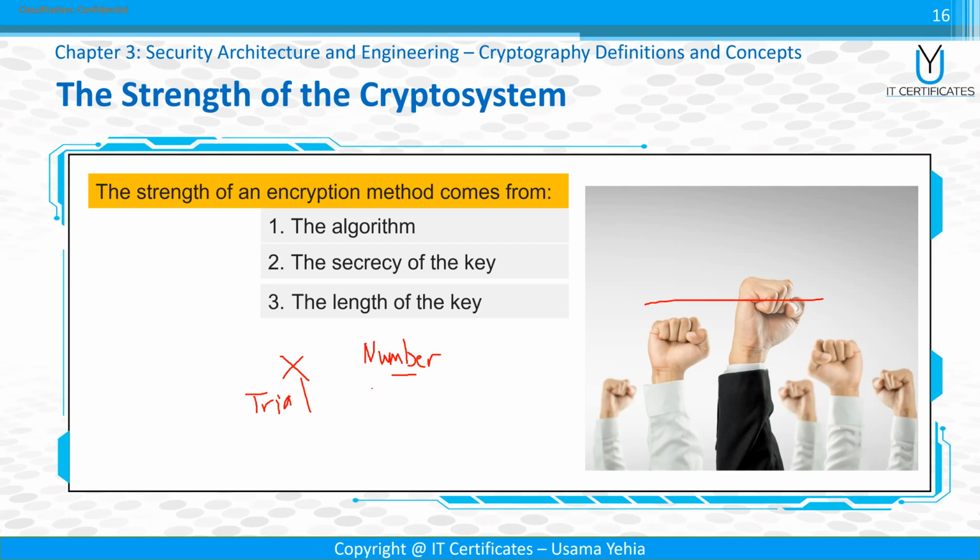Why? Because you have from 0 till 9, right? 0, 1, 2, 3, 4, 5, 6, 7, 8, 9. So you have 10 trials. This means that by making 10 trials, you will be able to figure out the key. Okay, if I tell you I am trying to strengthen my key and I will make it 2 digits, and also it will be numeric, then how many trials do you have?